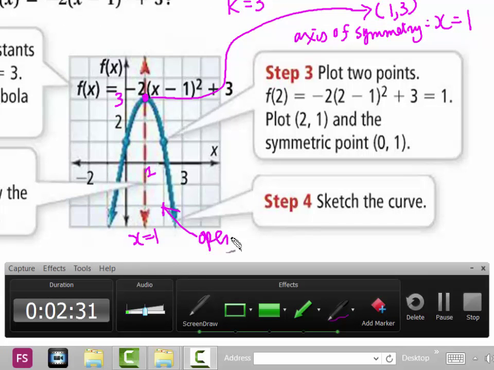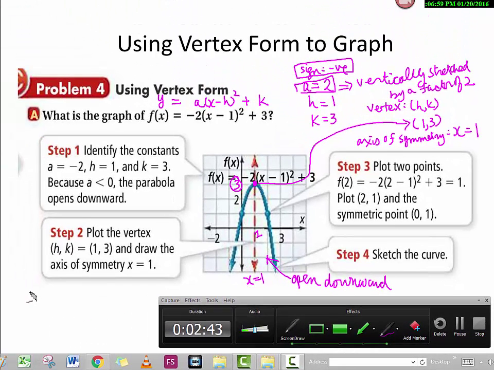And when you say open downward, you have a maximum value at 3. And the domain, if they ask you the domain, is going to be the x value. So x value can be anything because all the x are accounted for. Every single x has a corresponding y. So x are all real numbers.